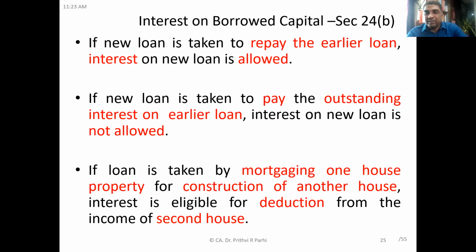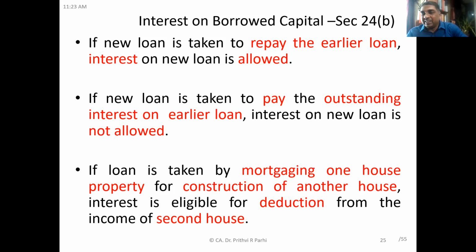Some related points again. If a new loan is taken to repay the earlier loan, interest on the new loan is allowed. Let's say someone has taken a housing loan, and he takes a new loan and repays the old loan. Then interest paid on the new loan is allowed. But if the new loan is not taken for repayment of the earlier loan, but is taken to pay the outstanding interest of the earlier loan, then interest on this new loan is not allowed. To repay the earlier loan, it is allowed, but to pay the interest component of the earlier loan, it is not.